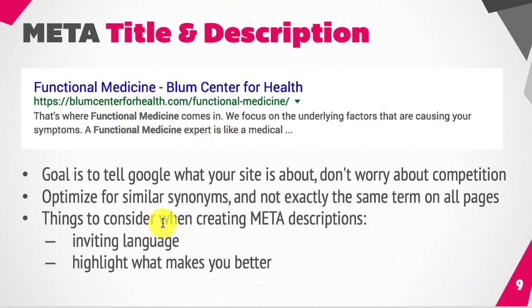So, again, we're going back to the meta title and description. In your WordPress site, you can decide what this meta title and what this description is. We have typically already optimized it for you, so you should review it and just see if you agree with it. But the goal is to tell Google what your site is about and optimize for similar synonyms. So it's not all just about functional medicine doctor. You want to use related terms like functional medicine expert, functional medicine specialist, etc., so that Google sees you're not trying to blatantly game the system by putting functional medicine doctor 25 times on a web page.